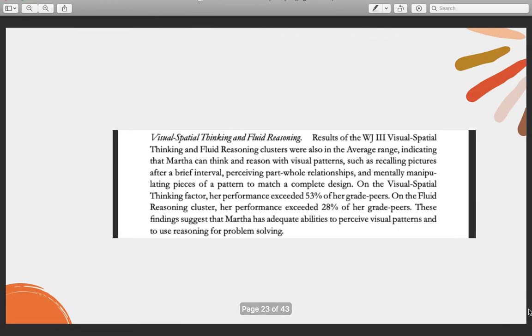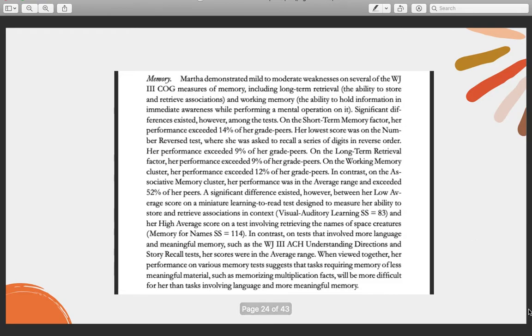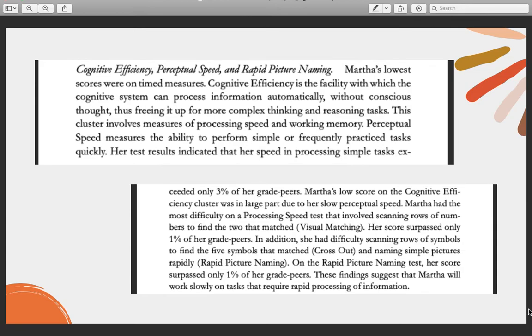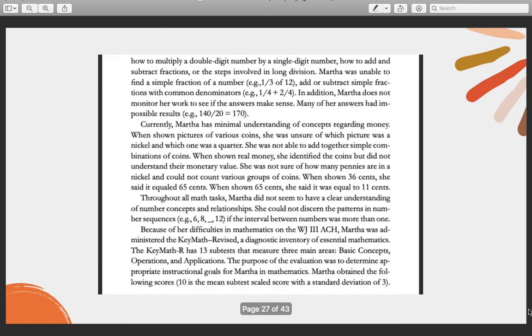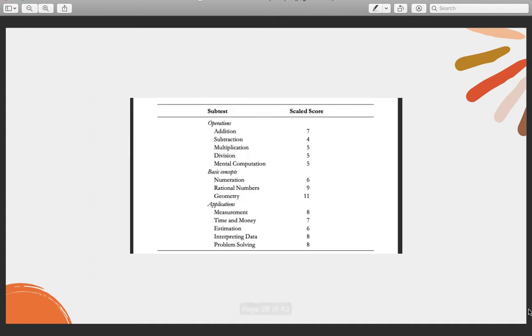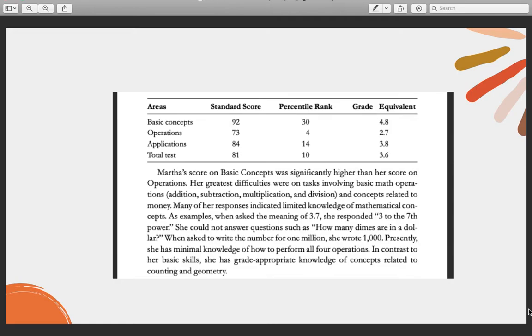Okay. Now we have your visual, spatial thinking and fluid reasoning. So these are the results. Okay. For memory, cognitive efficiency, perceptual speed, and rapid picture naming. Okay, academic results, assessment results for reading and writing, mathematics, and the scaled score.